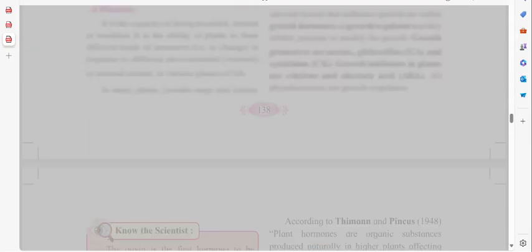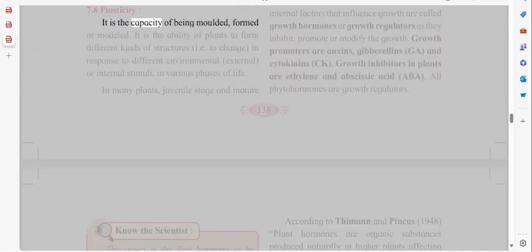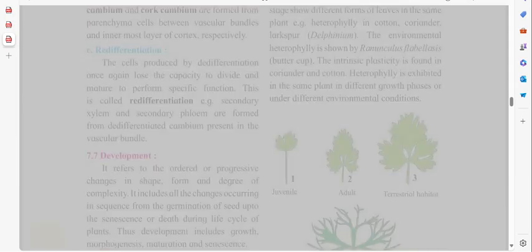7.8 Plasticity. It is the capacity of being molded, formed or modeled. It is the ability of plants to form different kinds of structures, i.e. to change, in response to different environmental, external, or internal stimuli, in various phases of life. In many plants, the juvenile stage and mature stage show different forms of leaves in the same plant, e.g. heterophylly in cotton, coriander, larkspur, delphinium.